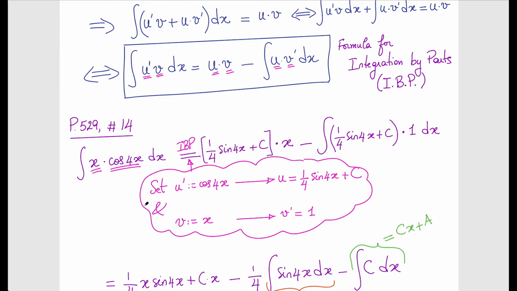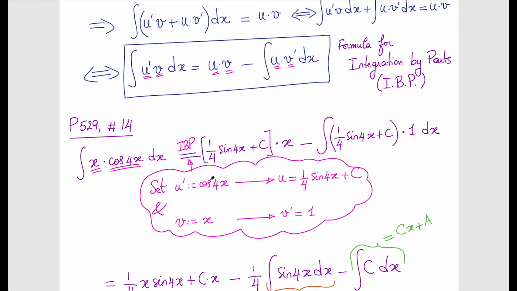So a careful choice of the ingredients u prime and v should allow you to pass to an integral which is at worst not more complicated than the one you start with. Okay? Ideally, this should be simpler than the one that you start with. So I encourage you to take the time to write the details for the other choices, u prime being x and v being cosine of 4x. Okay, so probably I reversed them earlier, but this is what I meant.